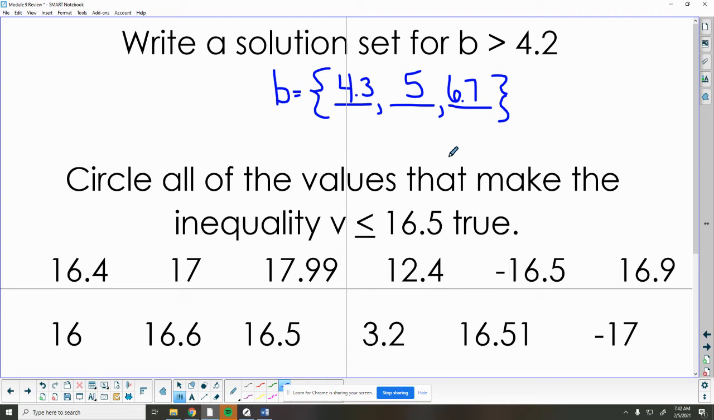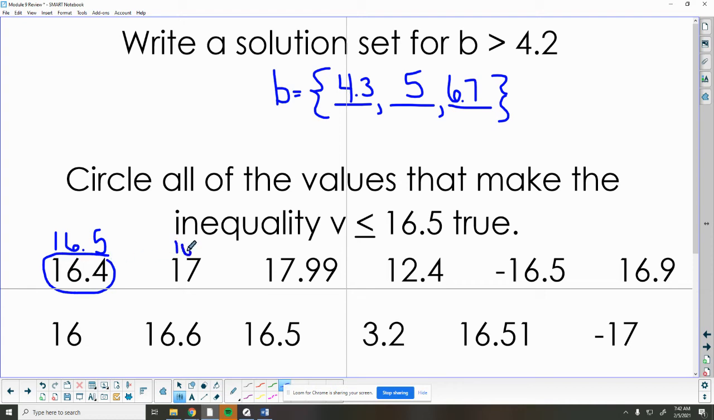Okay, next we are going to circle all of the values that make the inequality V is less than or equal to 16.5 true. So we want all of these to be smaller or equal to 16.5. So one good thing to do, if you have decimals, is line up your decimals, write it above there. Think about it. So I want it to be smaller. Same, smaller. So that one is true.